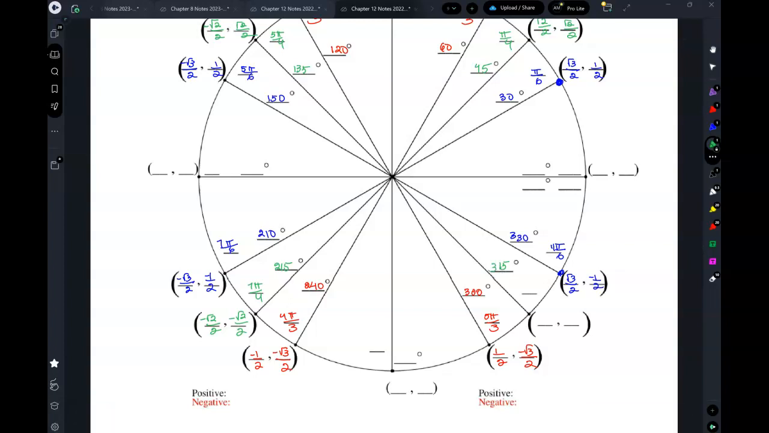315 degrees. I was right. Oh, no, this is 225 degrees. I was wrong. So how much is it in radians? Oh my God, this is 7π/4. This is 5π/4. I'm sorry, guys. I'm trying to rush through this. Okay, so again, positive √2/2, negative √2/2.